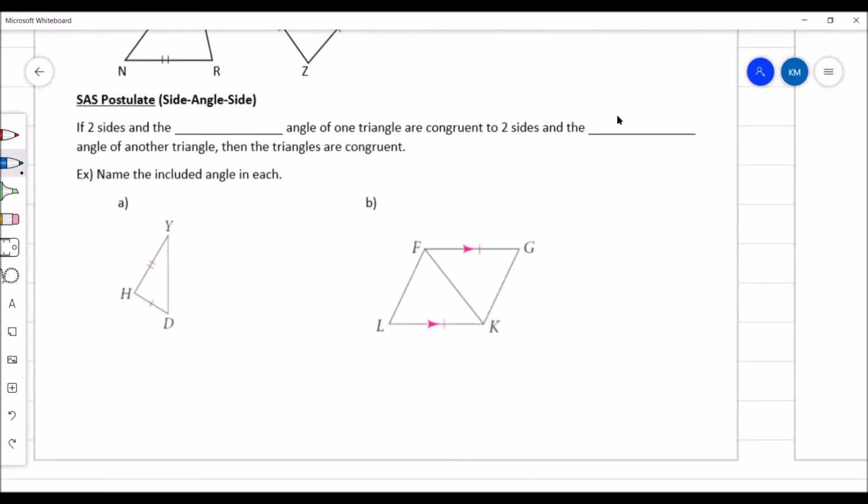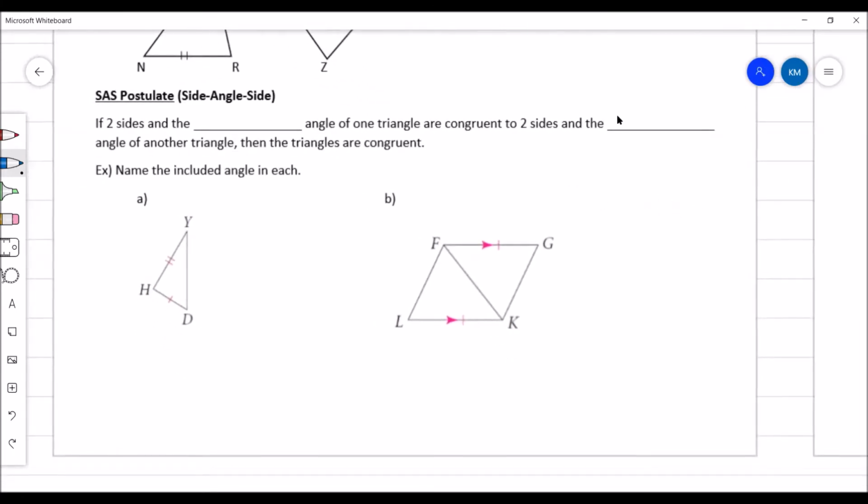Second shortcut or congruence postulate here is side angle side postulate, SAS. Okay, if 2 sides and the included angle, and so this might be a new term, we'll look at this in a second, and the included angle of one triangle are congruent to 2 sides and the included angle of another triangle, then the triangles are congruent. Okay, so first we need to identify what an included angle is. And an included angle is just the angle that is between our 2 sides.